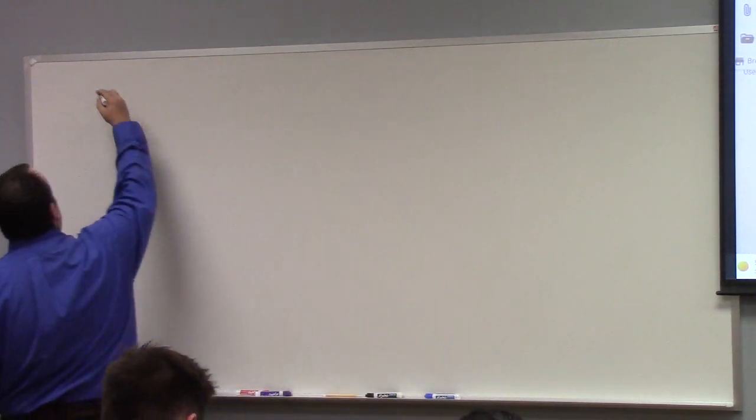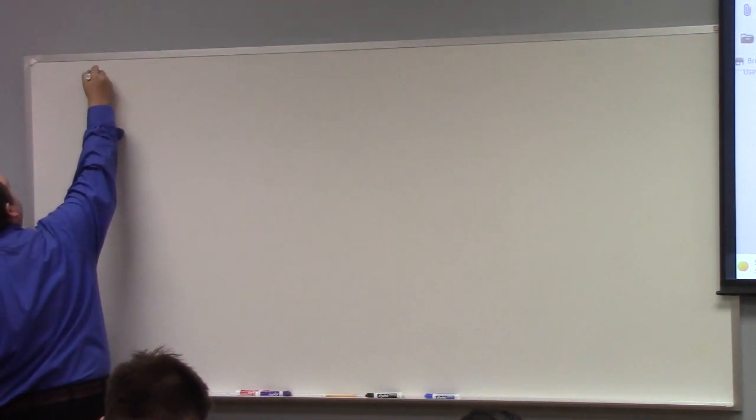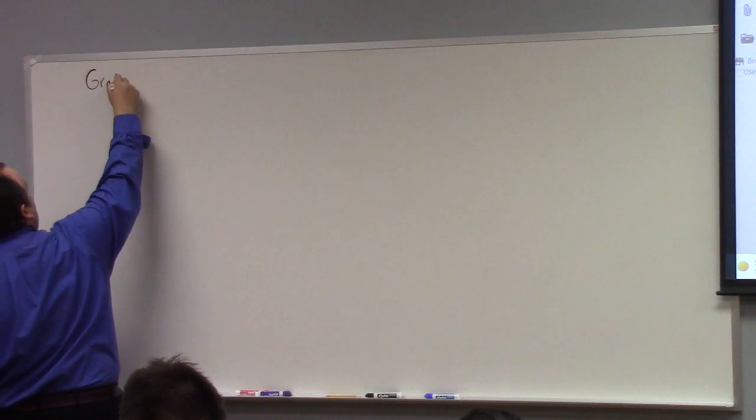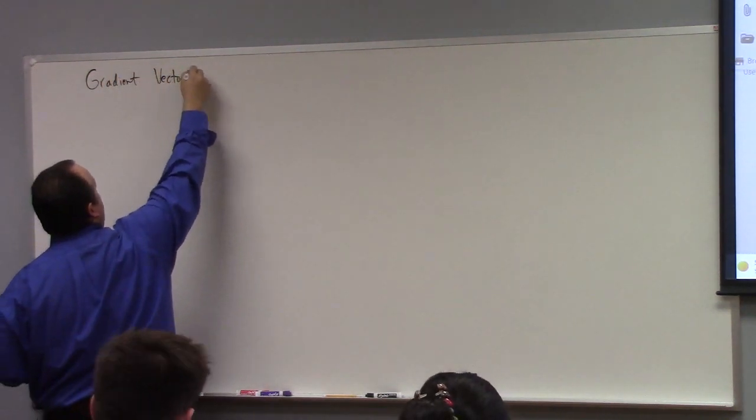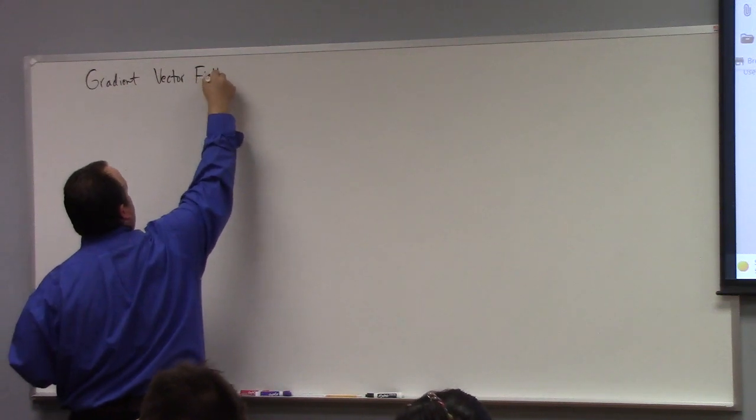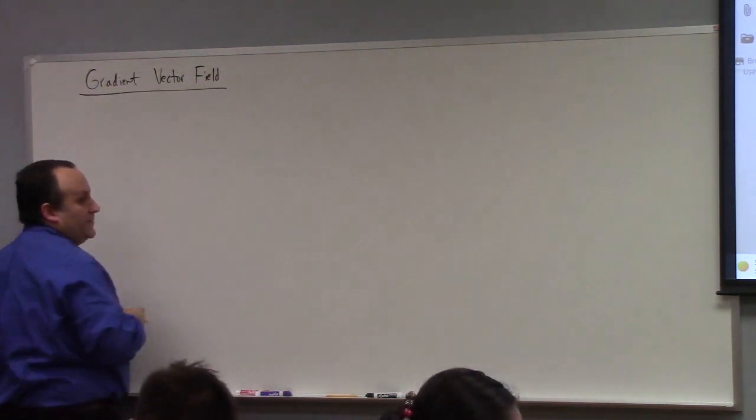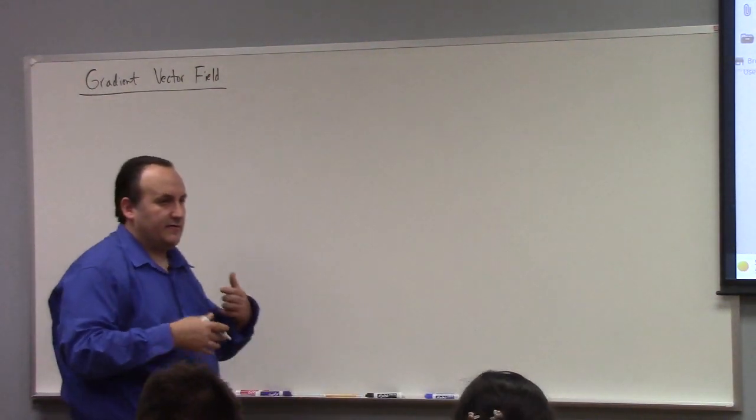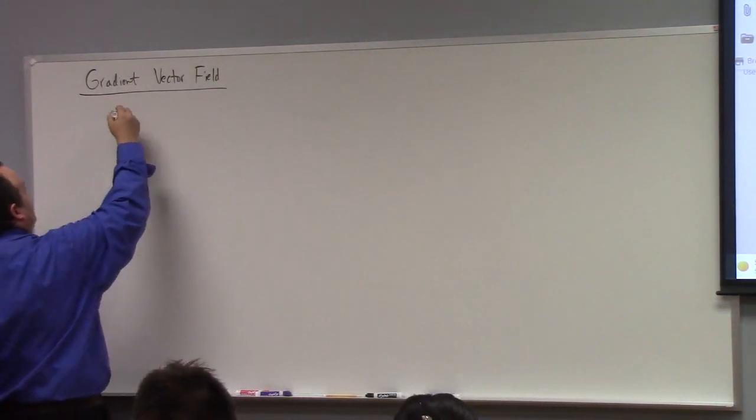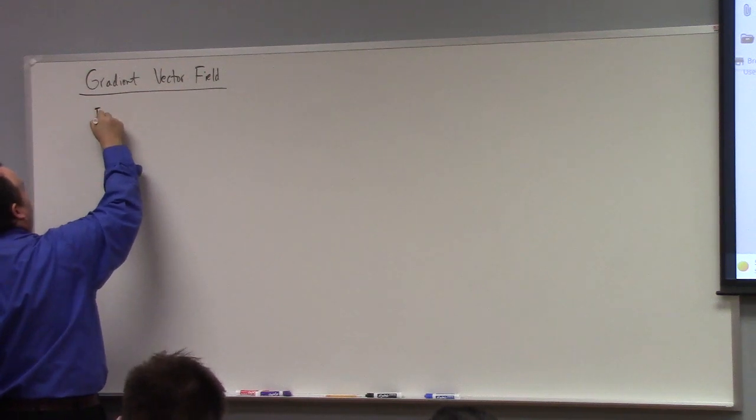Let's talk about the gradient vector field. What does it do? What's its meaning? How can we visualize it? But before I do that, I really just need to take a step back and remind you guys that in R2, right?